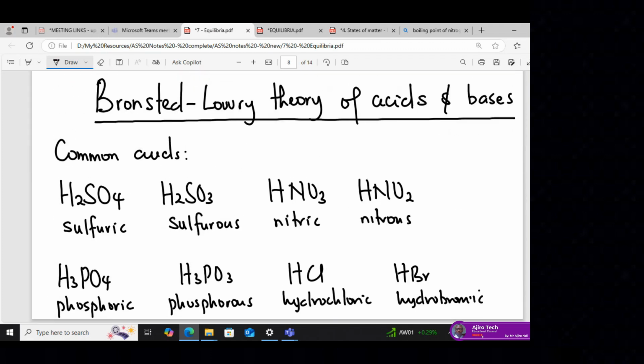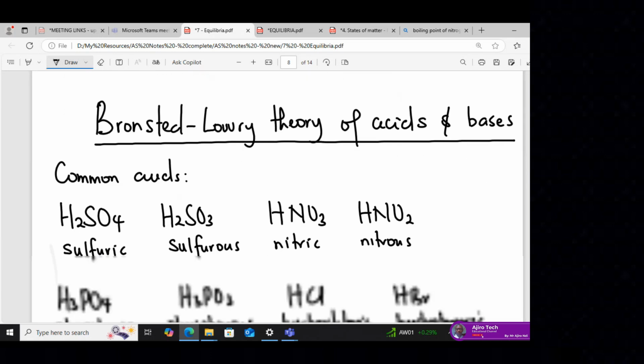Now, next one. Can you begin to read? Bronsted is a person. Lowry is a person. So we are going now. It's not showing me where I'm supposed to read. It's still stuck on the contact process. What can you see now?